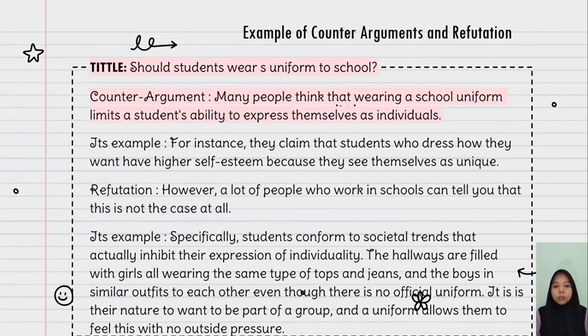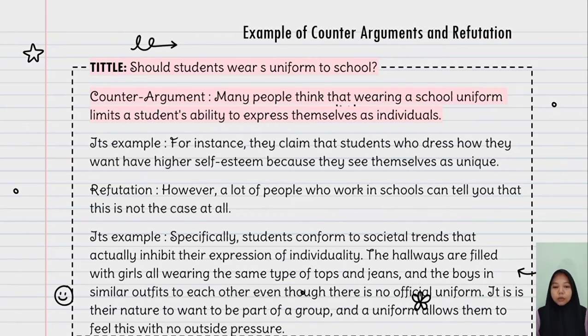Example of counter-arguments and refutation. The title is "Should Students Wear Uniform to School?" Counter-arguments. Many people think that wearing a school uniform limits a student's ability to express themselves as individuals. For instance, they claim that students who dress how they want have higher self-esteem because they see themselves as unique. And then refutation.